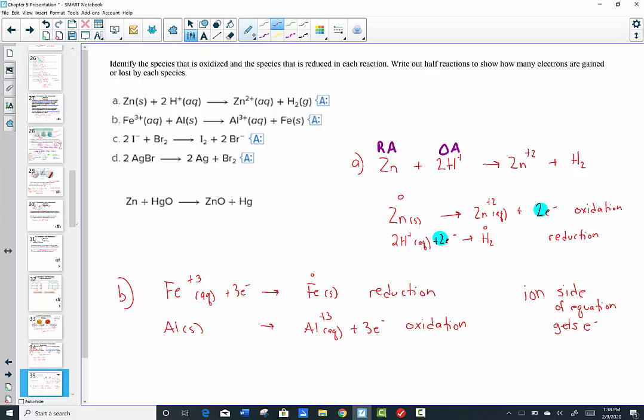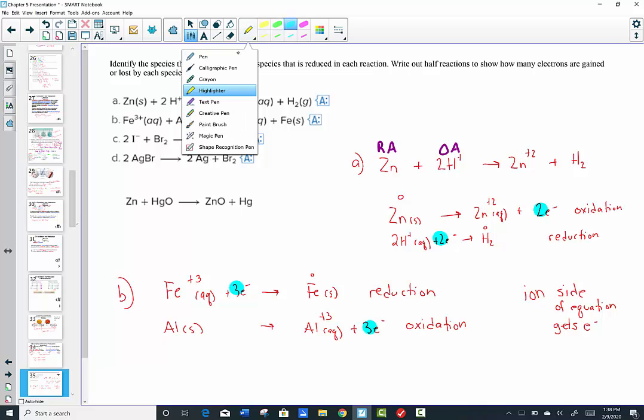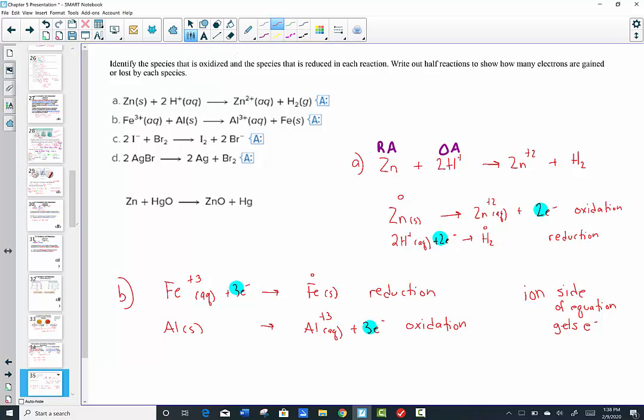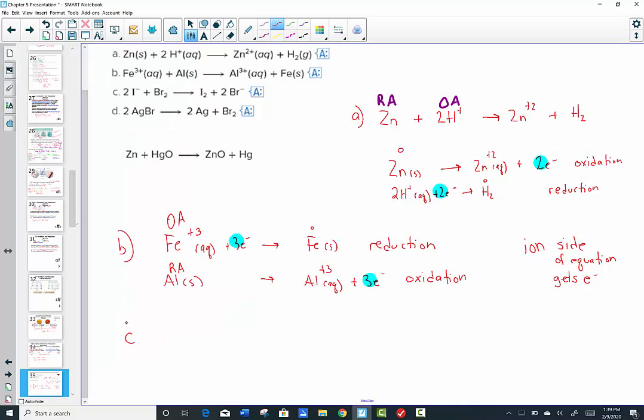So how many electrons were actually transferred? 3. To balance the charges, there was a transfer of 3 electrons. You can see that in your reaction, iron was reduced, so it is the oxidizing agent, and aluminum was oxidized, so it is the reducing agent. Let's look at letter C.